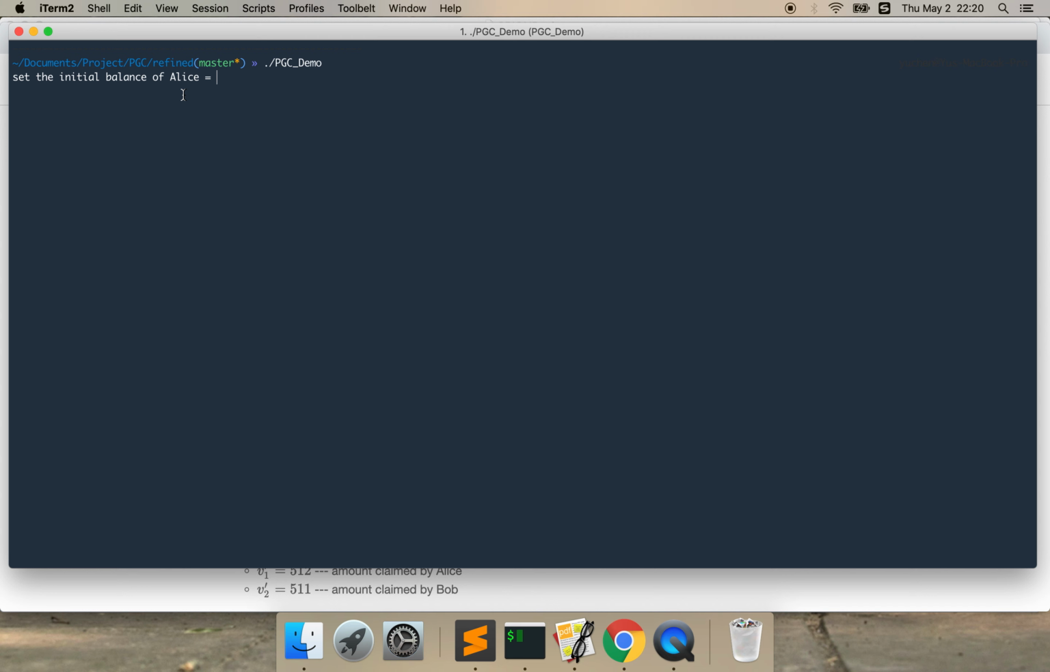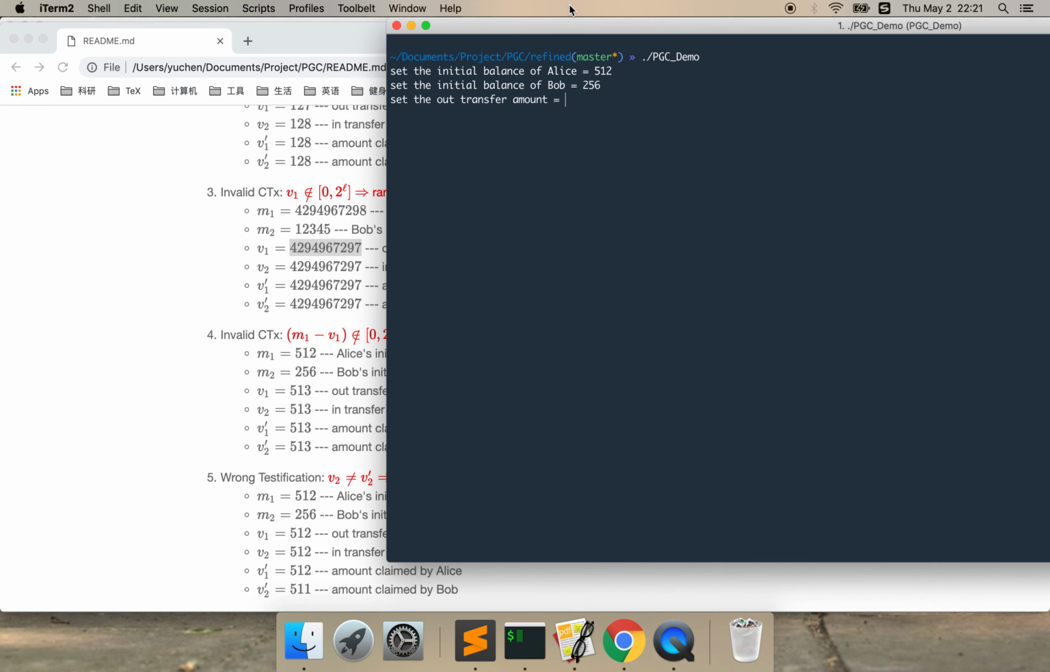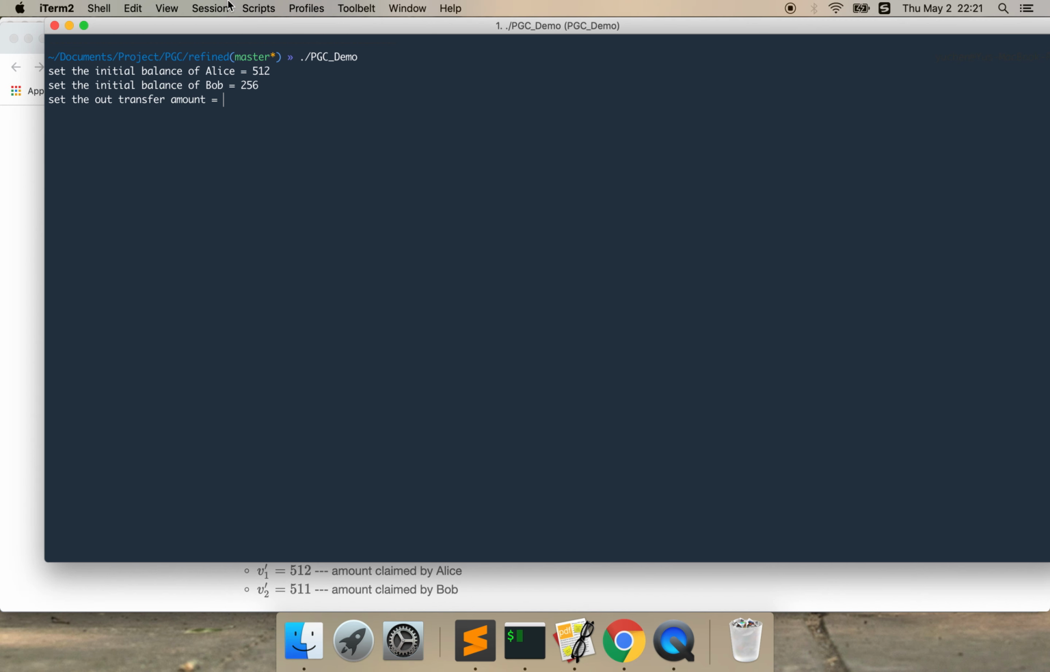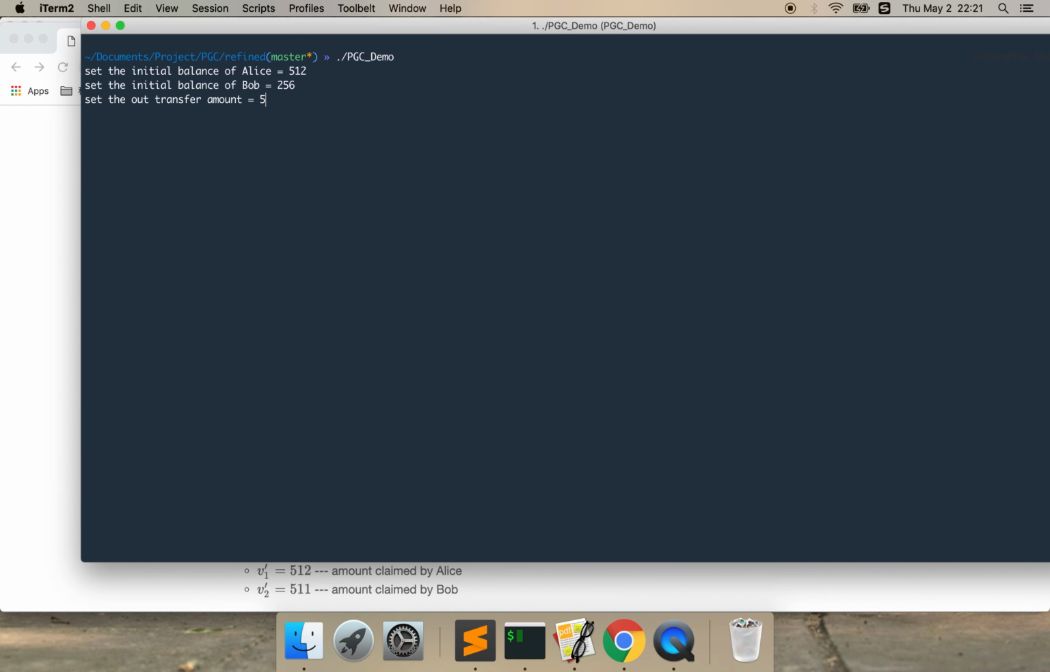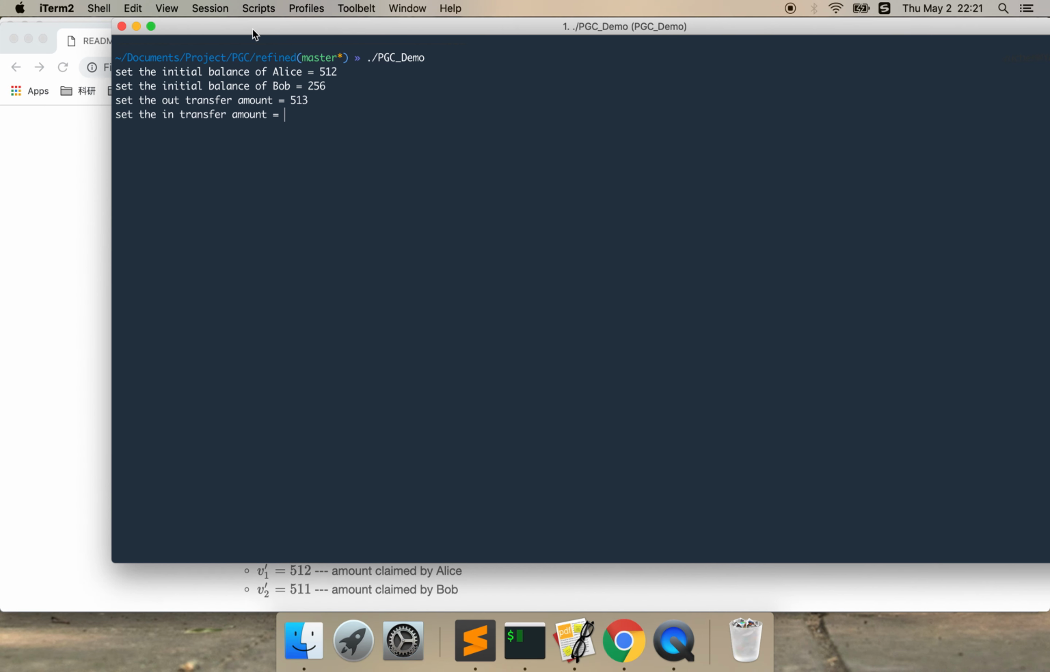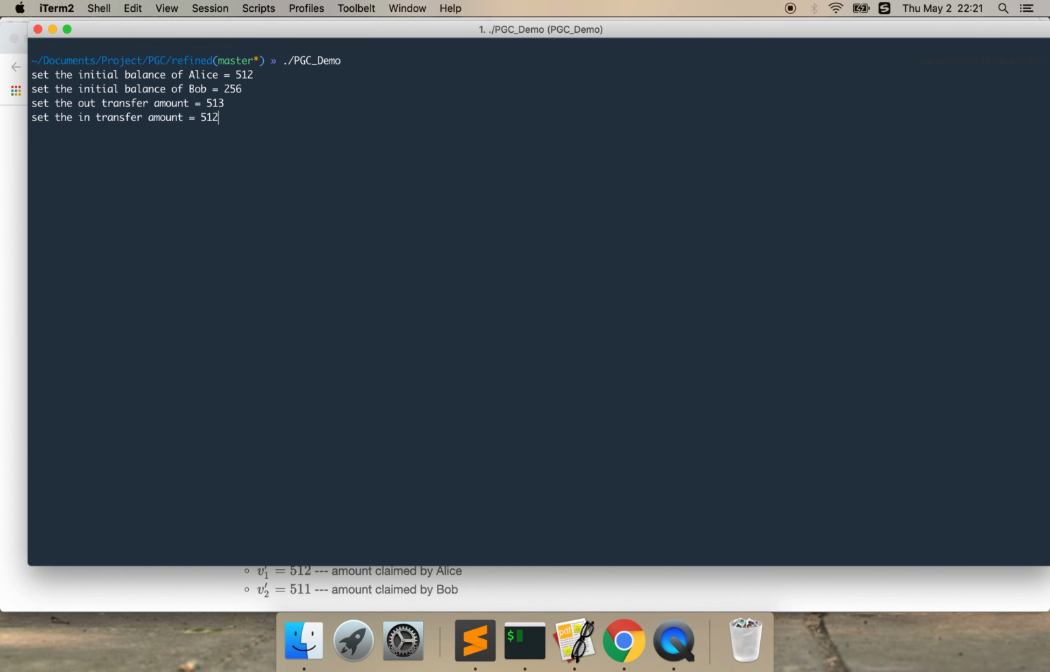The initial balance of Alice is still 512. The initial balance of Bob is 256. The out transfer amount is 513 and the in transfer amount is 513. Both Alice and Bob claimed the transfer amount is 513.